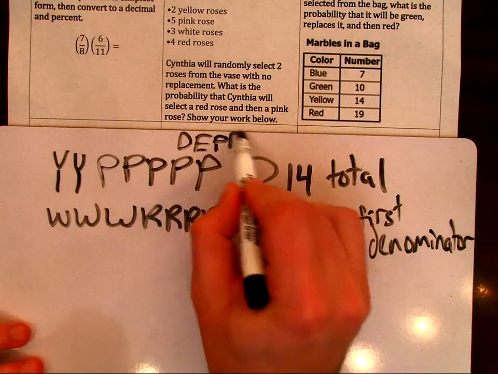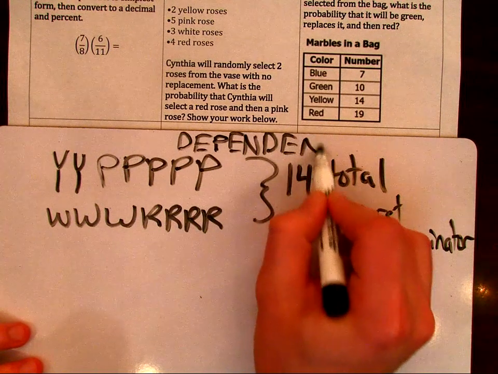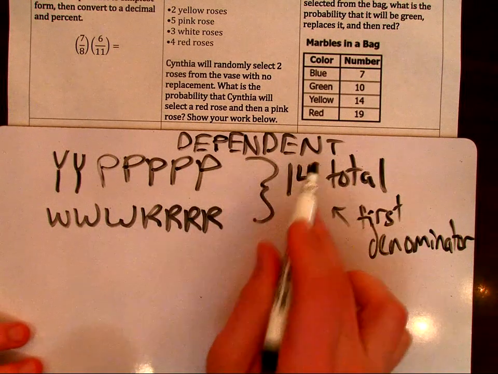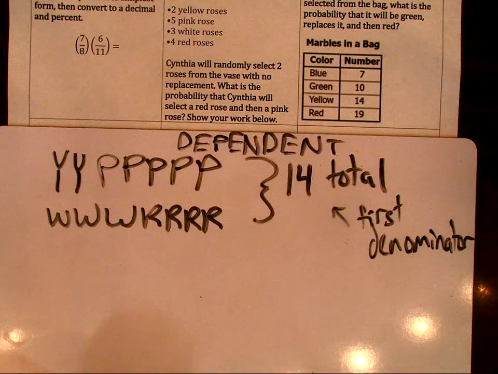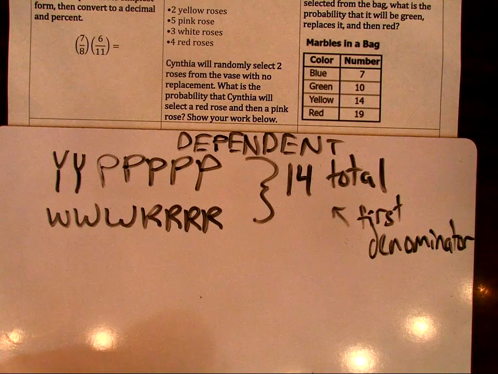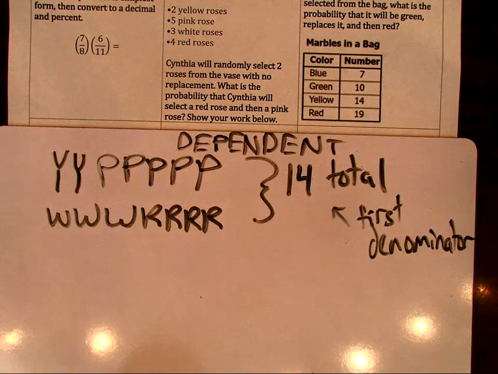And what does that mean again? Well, dependent. Assuming I can spell it right, dependent, yeah. That's just saying that the denominator is going to change. And what does it mean? Well, it affects our probability. So, all right, what's the first event that we're doing?